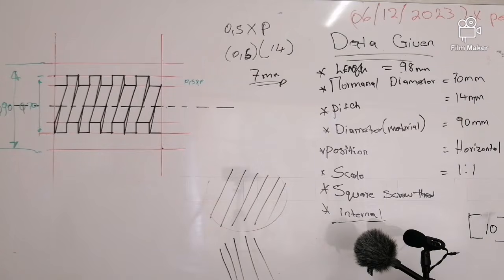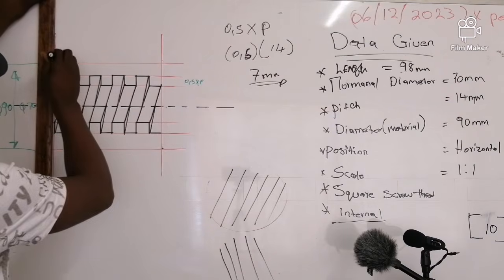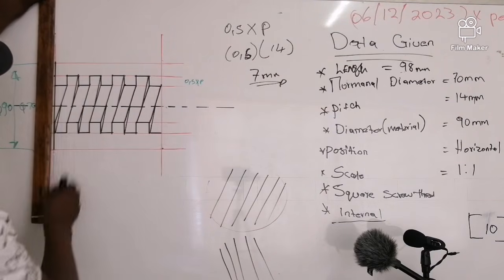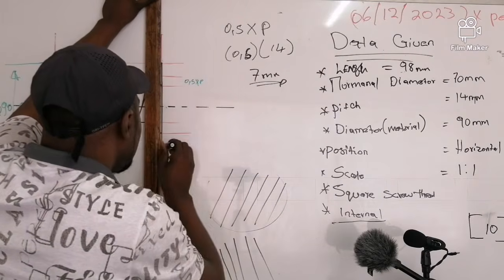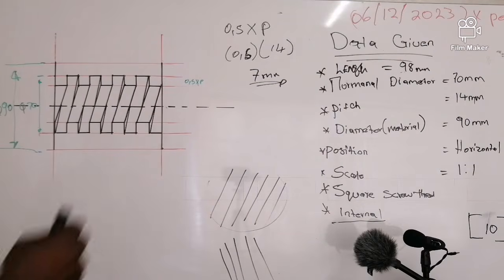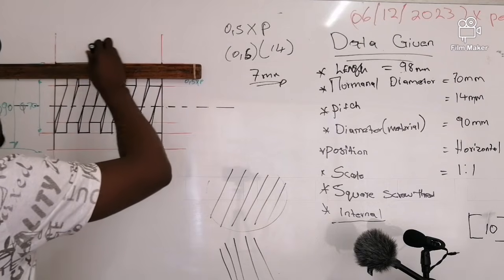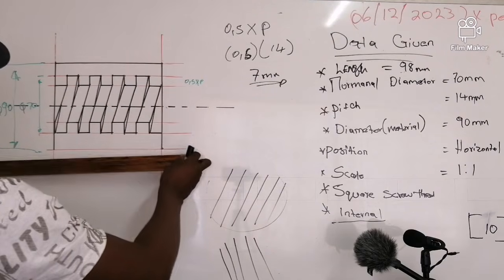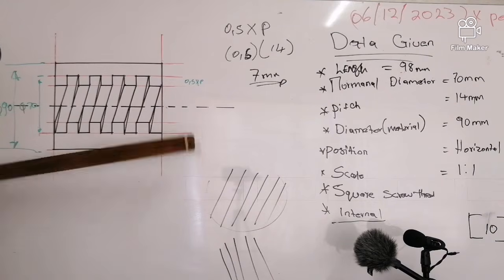Internal square screw thread. So now what we can do, you can have this dark, solid, dark. Please, it has to be dark, because we are supposed to put the hatches there, because this is internal. You understand? So all the lines, I'm drawing them with a black marker. They're supposed to be drawn dark or solid, whatever you call it.